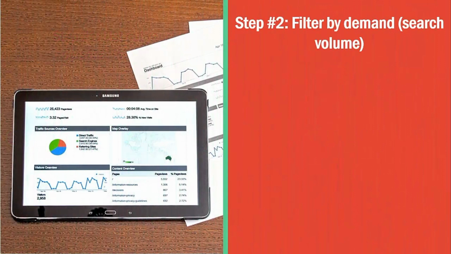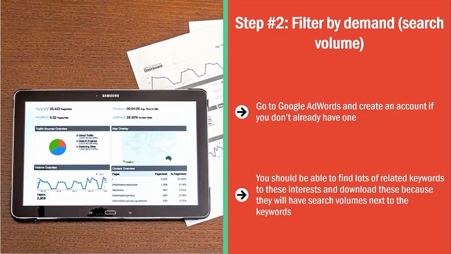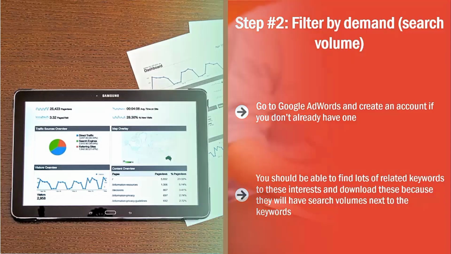Step number 2, filter by demand, search volume. Go to Google AdWords and create an account if you don't already have one. Once you're logged in, click Tools and use Google's Keyword Planner tool. Enter keywords that are related to the personal interests that you listed in Step 1. You should be able to find lots of related keywords to these interests and download these, because they will have search volumes next to the keywords. At this point, you're going to delete from your list niches or personal interests that have too little search volume or are too much. You want something in the middle.